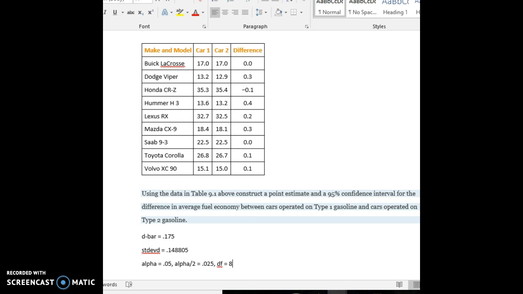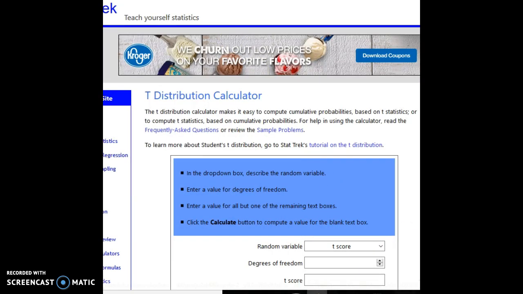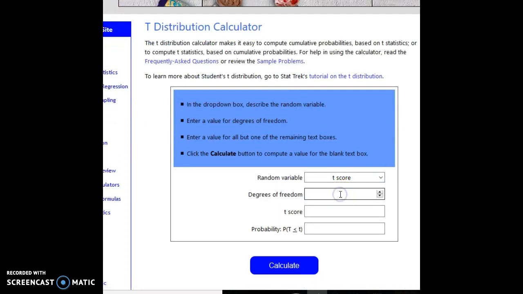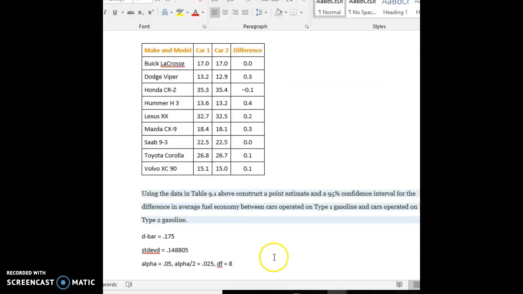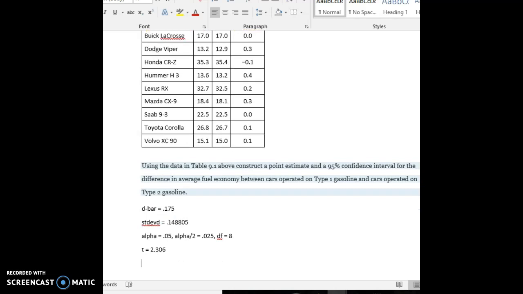We want to look up 0.025, 8 degrees of freedom on the T table. So again, I'm going to use my Stat Trek. Let's just type in 8 degrees of freedom, 0.025, and calculate. That t-score is 2.306. So T is 2.306. And we are now ready to do our confidence interval.